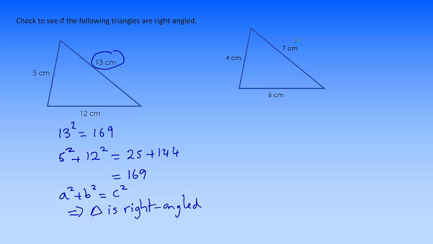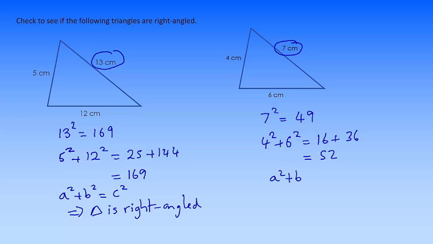Now let's check this one. The longest one is 7. 7 squared is 49. 4 squared plus 6 squared is 16 add 36, which is 52. So these are not equal. So a squared plus b squared is not equal to c squared, and that means that the triangle is not right-angled.